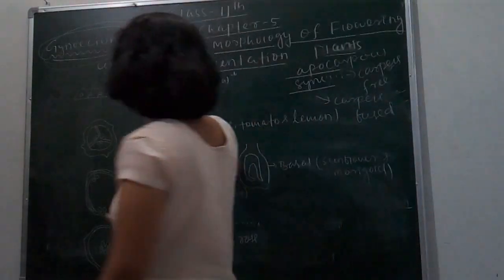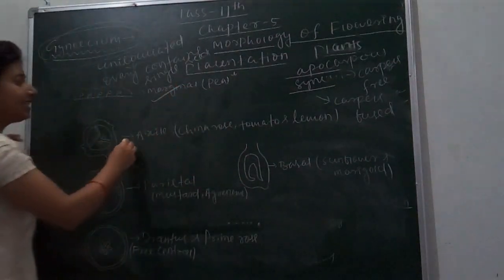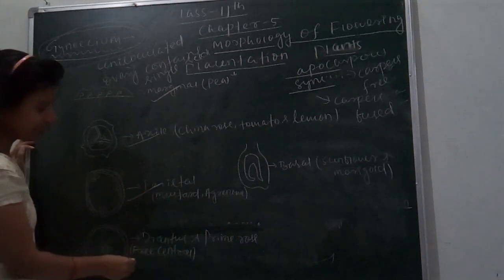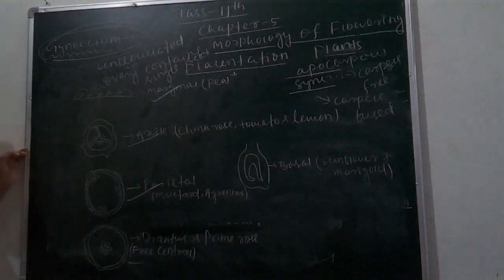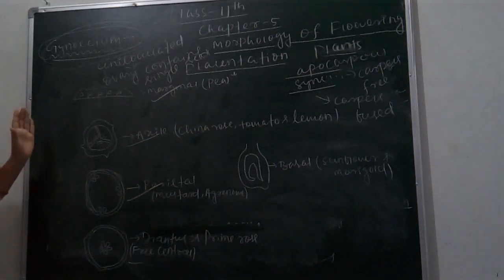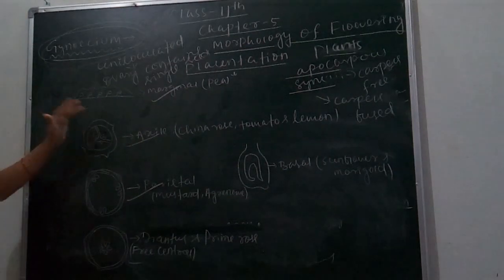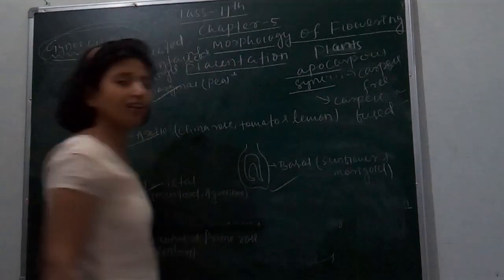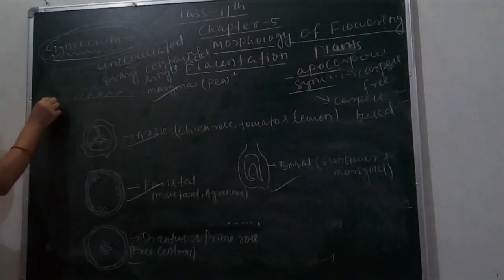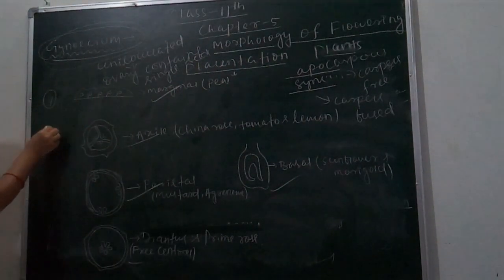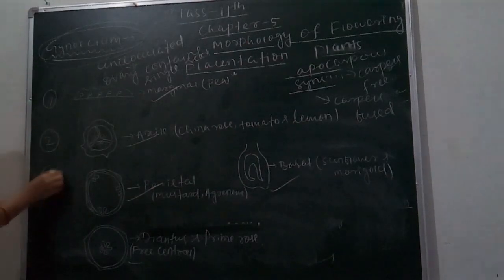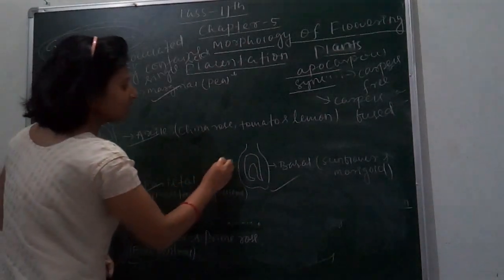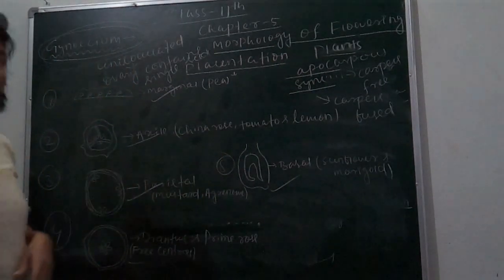One is marginal, another is axile, next one is parietal, and the last one is precentral, and another is your basal. They are of 5 types. So the first one is marginal, second is axile, third is parietal, fourth is precentral, and fifth is basal. Let's understand them in detail.